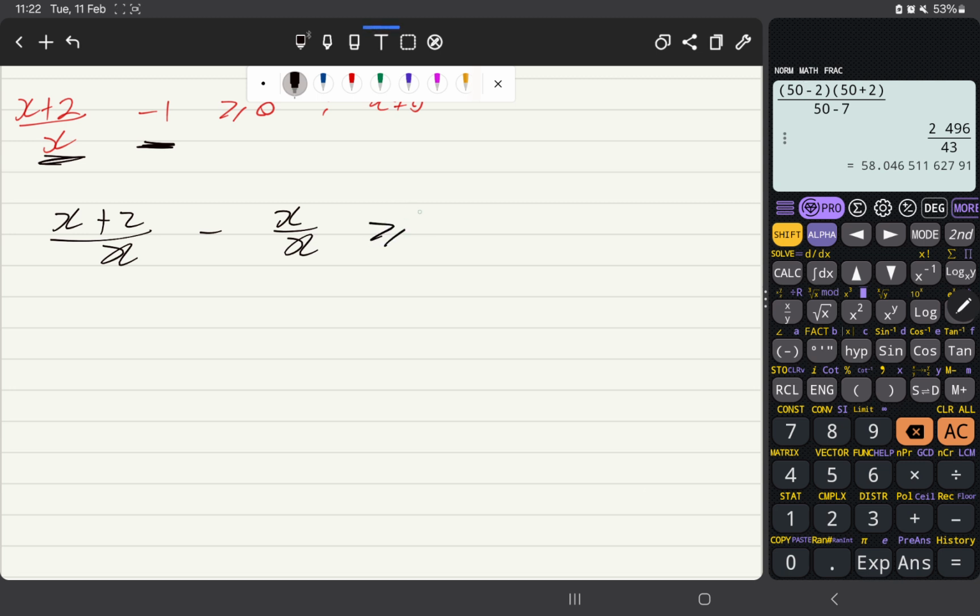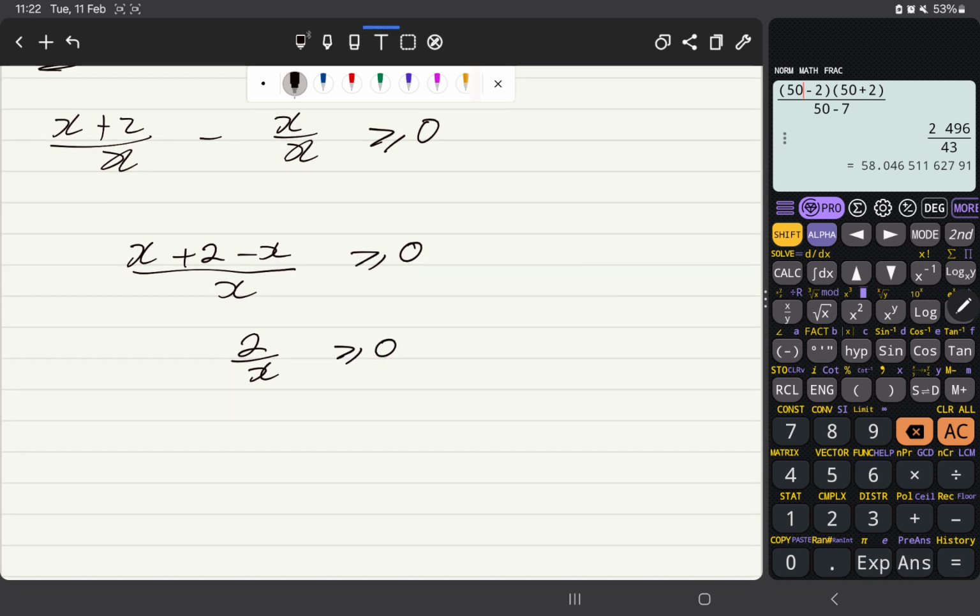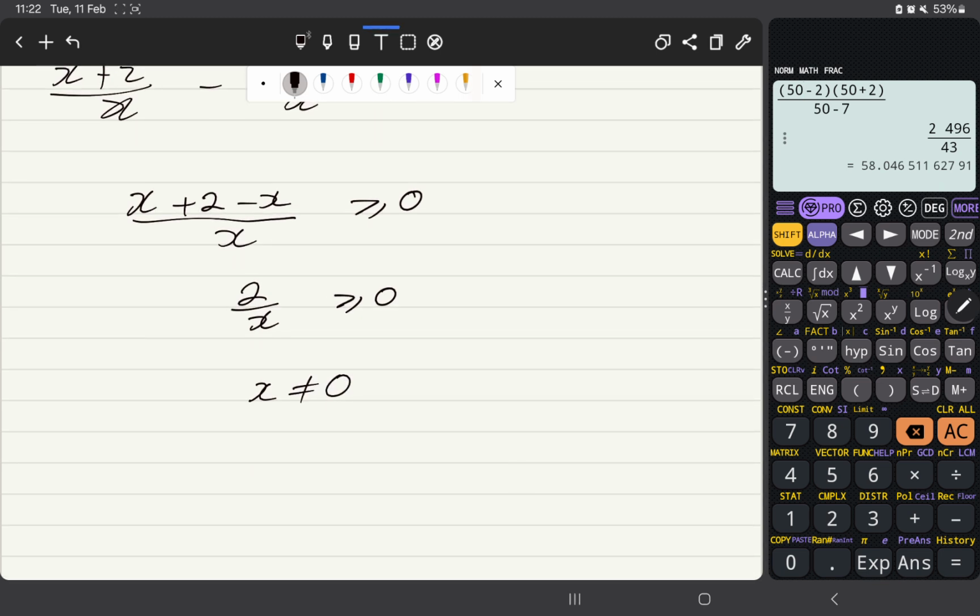And greater than, and then now you have x plus 2 minus x all over x greater than 0. Now what do you have? You have x minus x, that's 0. So you just have 2 over x greater than or equal to 0. So from this example, like I said, it's not a really tough one. x cannot be 0, but for this expression to be positive, the values of x must be greater than 0.